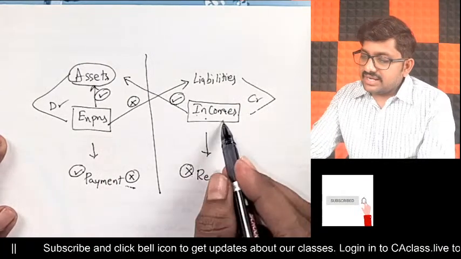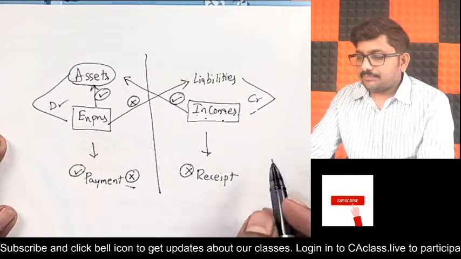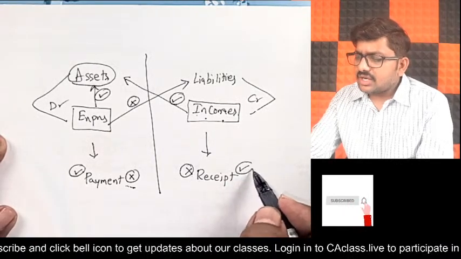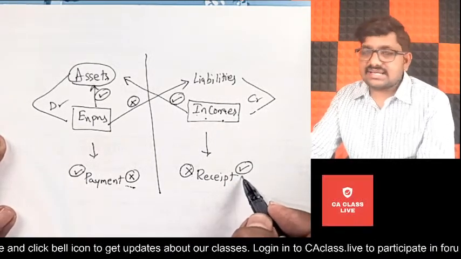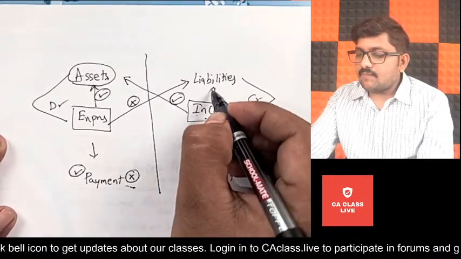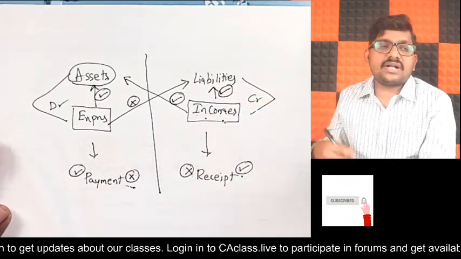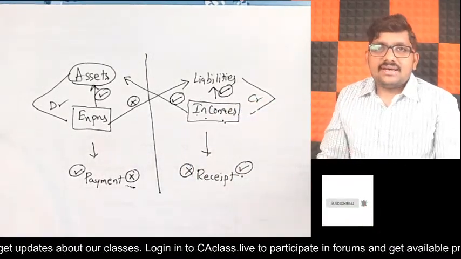Similarly, when income you did not earn, but you have received it. Receipt happened? Yes sir, receipt happened. But did you earn the income? No. In that case, the income will lead to a liability, friends, because you have received it.